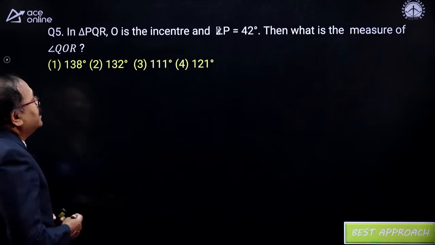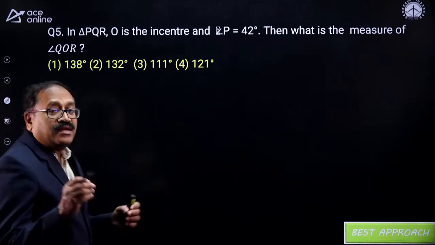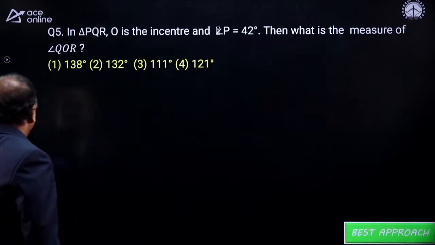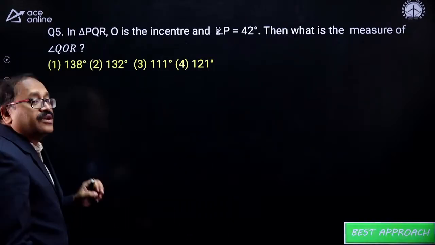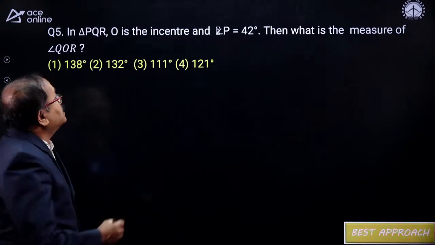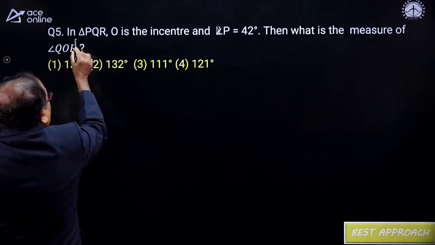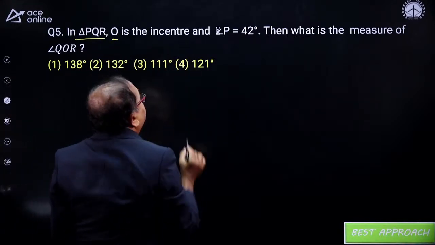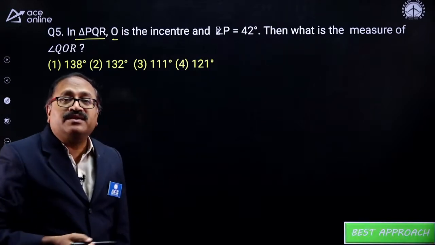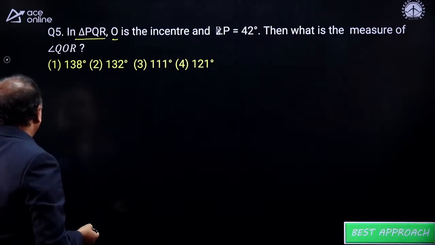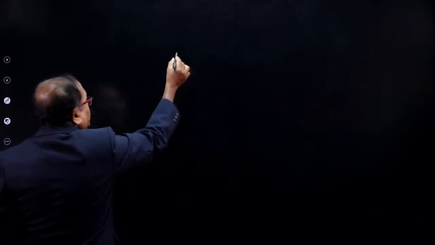Here is a triangle and it's very interesting. Don't miss this slide. I'll show you what you will get in the book, and I will also show you how we will answer the question. It is said that in triangle PQR, O is the incenter. What is the incenter? The angular bisector. So we call it the incenter. Small things we will learn over here.